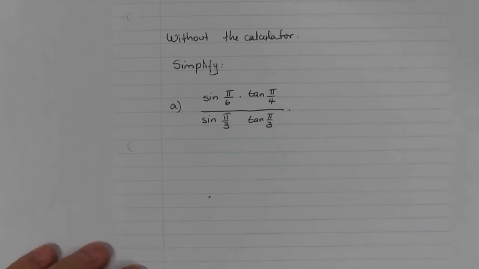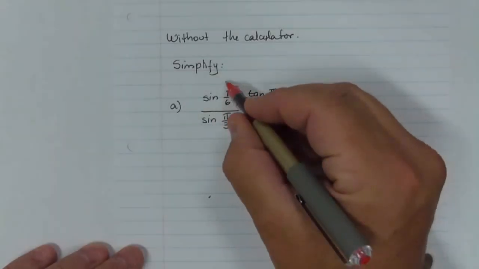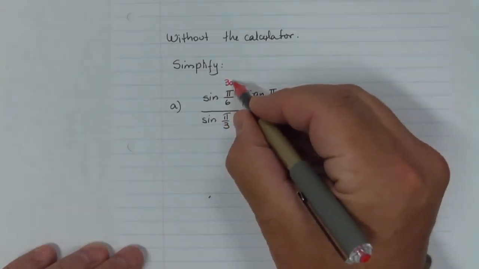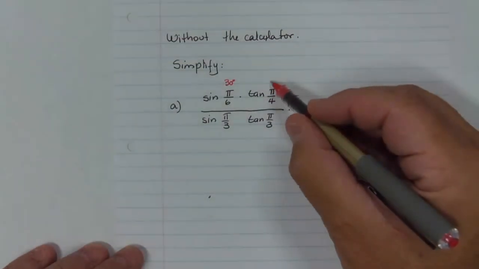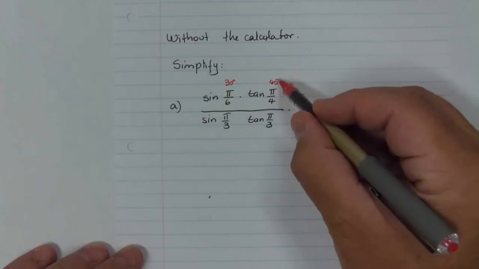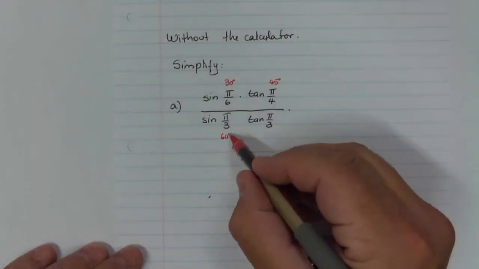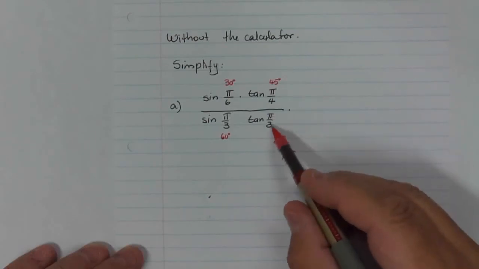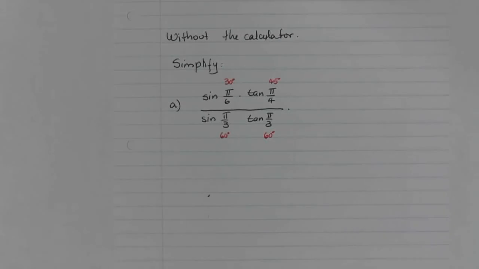I'm going to take you through what the special angles are, and then I'm going to show you how we can do this. So remember, if I do the conversion, pi over 6 is equivalent to 30 degrees. Pi over 4 is equivalent to 45 degrees. Pi over 3 is equivalent to 60 degrees. Okay, so now I'm thinking degrees.